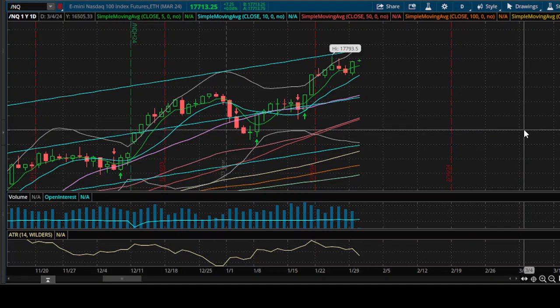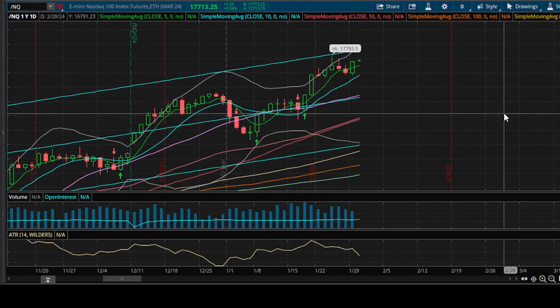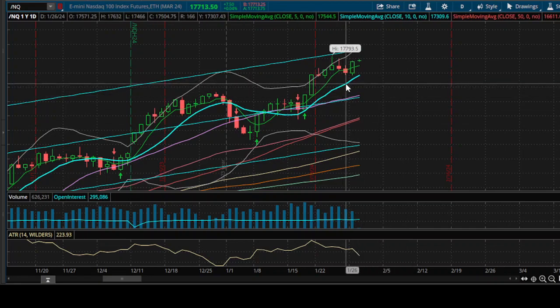Anthony with EvolutionTraders.com. What we are going to get into is the Nasdaq 100 futures chart here, looking at the daily time frame. Now, today was a little bit of a tricky day because we did actually move down into some rising support here. That rising support being this 10-day moving average.